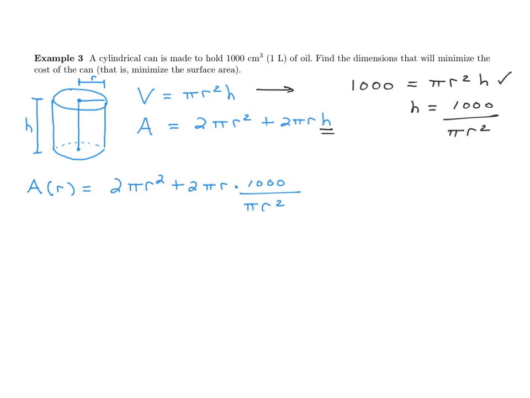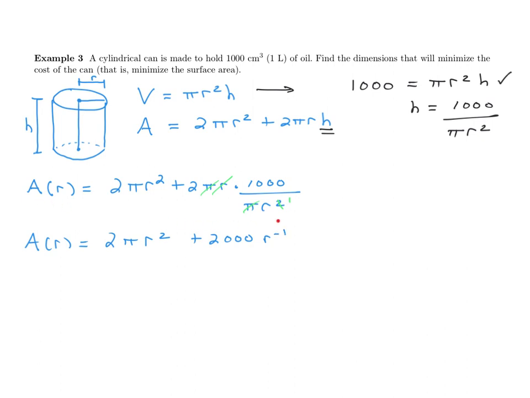We can simplify this formula a little bit. I can cancel that r with one of the r's in the denominator. I think I'll write this as surface area is 2 pi r squared. Actually, I could also cancel this pi and this pi. I'll get 2 times 1,000, which is 2,000, divided by r to the first. I'm going to bring that r up into the numerator and write that as r to the negative 1 power.